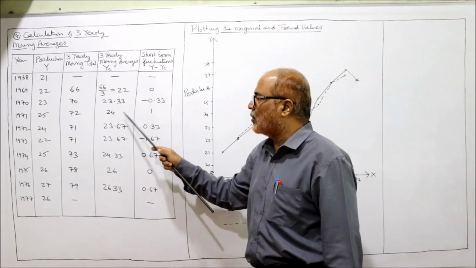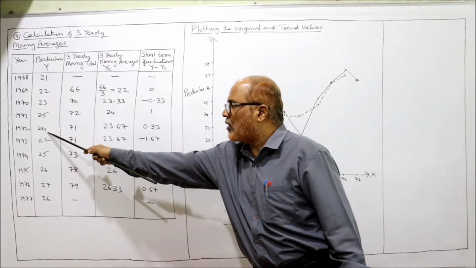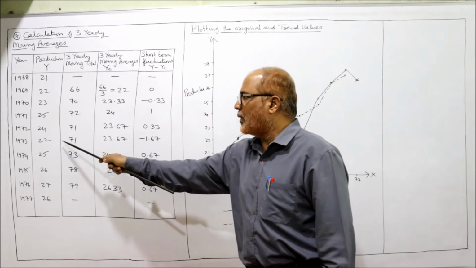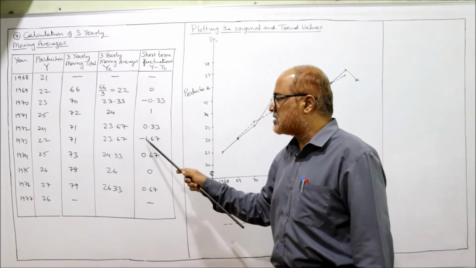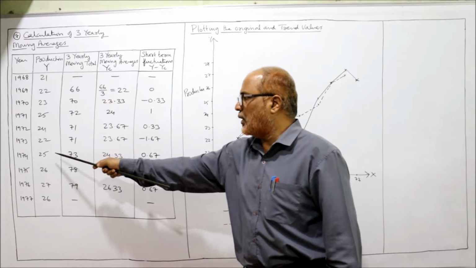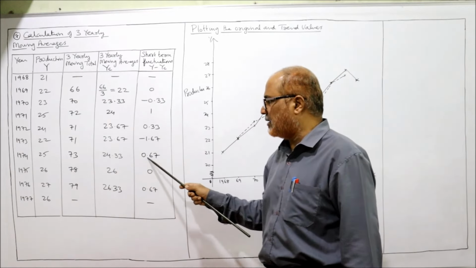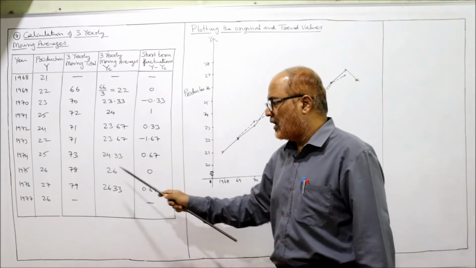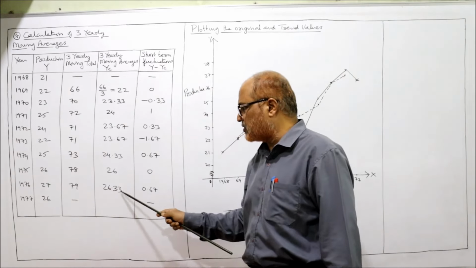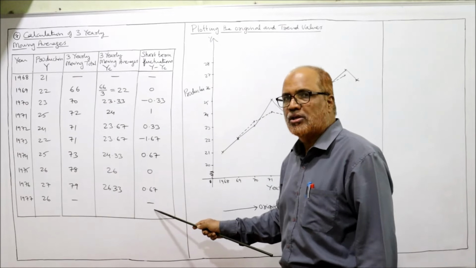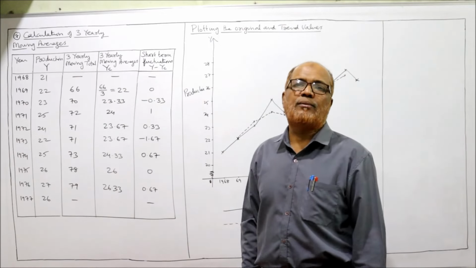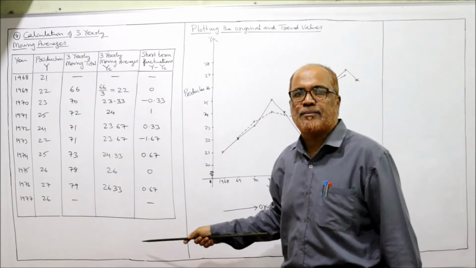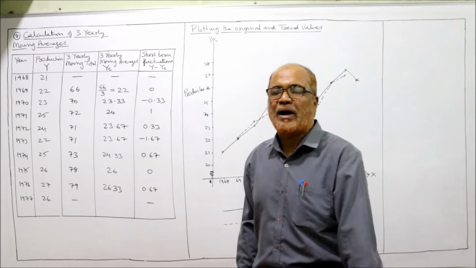25 minus 24, you'll get 1. 24 minus 23.67, 0.33. 22 minus 23.67, minus 1.67. 25 minus 24.33, 0.67. 26 minus 26, 0. Last one, 27 minus 26.33, 0.67. Put a dash for the ends. So these are called short-term fluctuations, Y minus Yc. This is Y and this is Yc, subtract. Over. The calculation part is over.